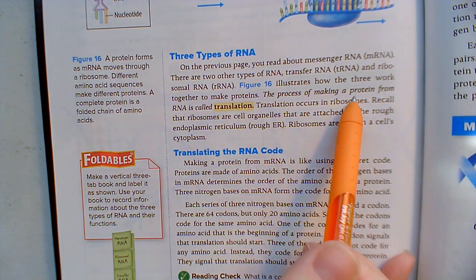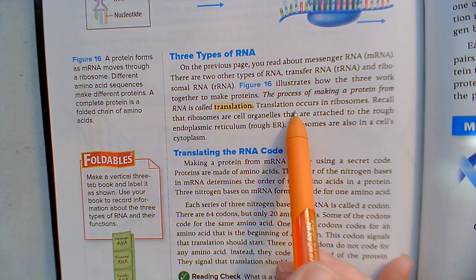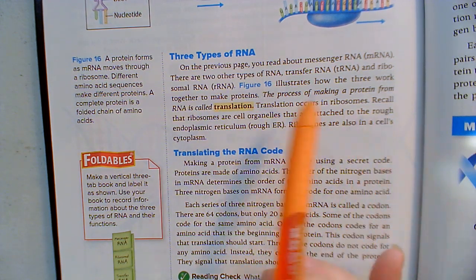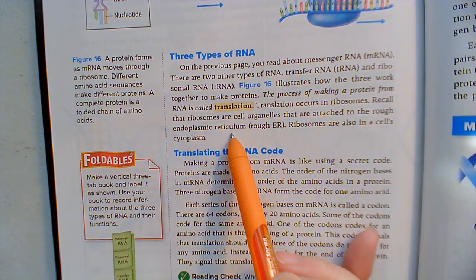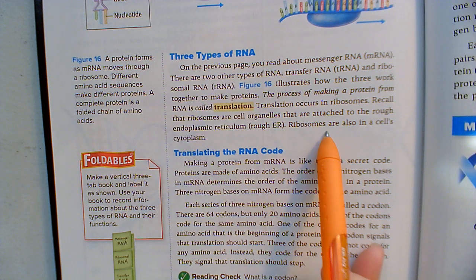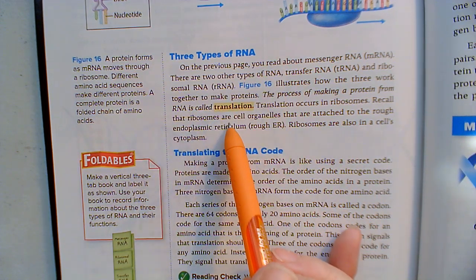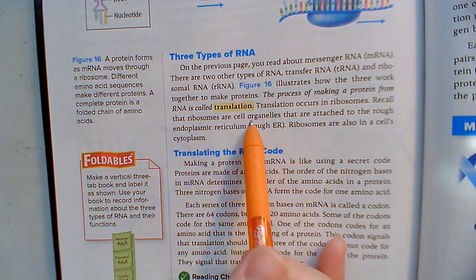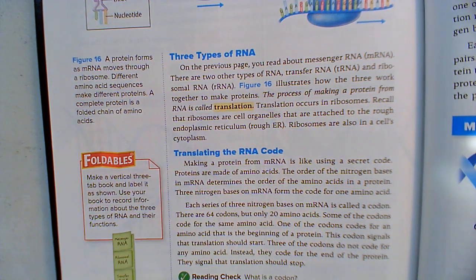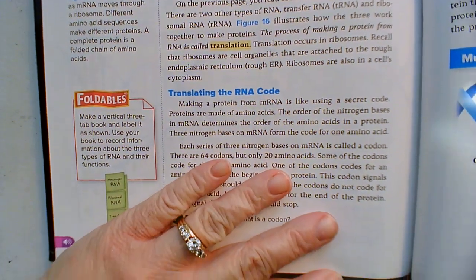The process of making a protein from RNA is called translation. Translation occurs in ribosomes. Recall that ribosomes are cell organelles that are attached to the rough endoplasmic reticulum, and ribosomes are also in a cell's cytoplasm. So they can be free-floating or they can be attached to the endoplasmic reticulum, and the ones they attach to are called rough. Okay, so rough just means that they have ribosomes on them. There are also smooth endoplasmic reticulum that do not have ribosomes attached.